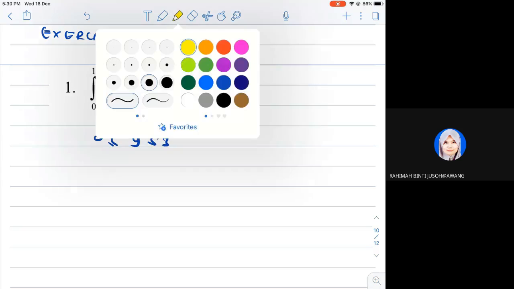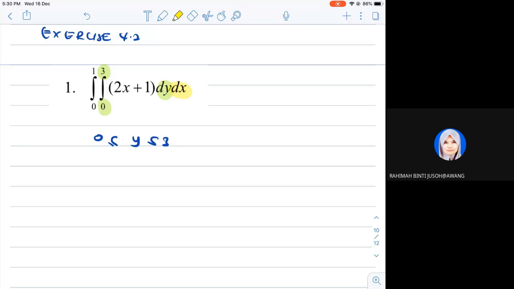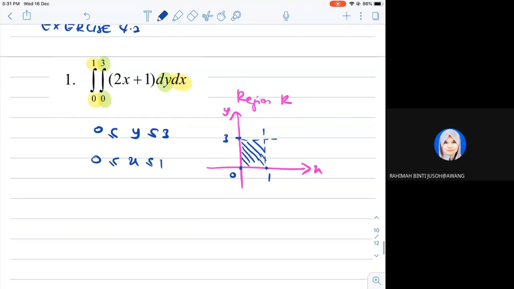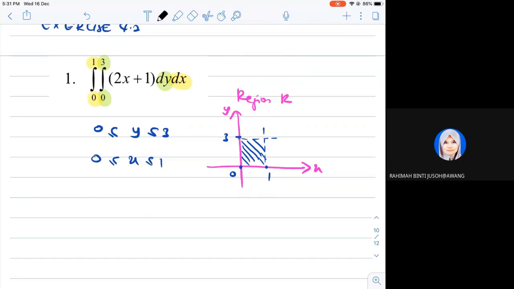And then the outer limit belongs to x. So x is from 0 until 1. If I sketch the region R, of course we have x and y. So y from 0 until 3, and x from 0 until 1. So we have this. This is the rectangular region. Why rectangular? Because all the limits are constant. So let's proceed with the calculation.